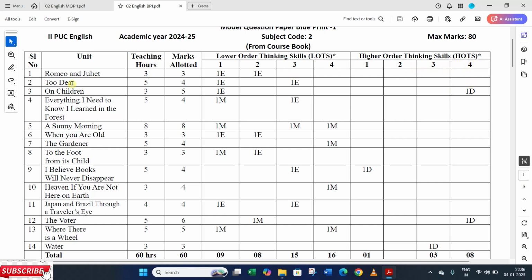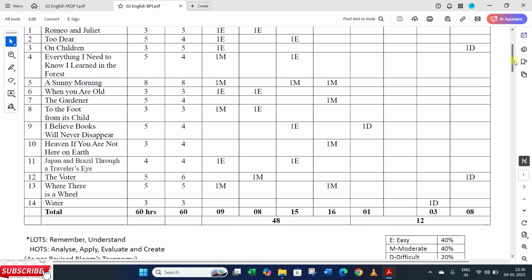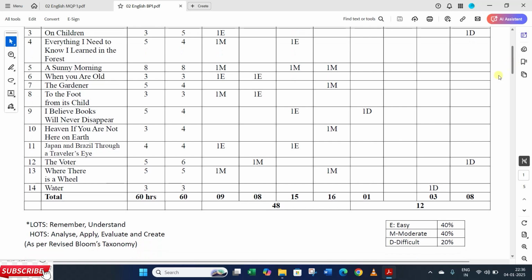So here the lesson On Children, you can find that a 4 mark question is asked on On Children. That's why here they have given 1. In the same way, likewise, you will find everywhere the lessons which have been given marks, the marks are divided in the same way. This is what the course book contains, and you will find how the questions are divided: easy questions 40%, moderate questions 40% and difficult questions 20%, to sum total 100%. So in this way the questions are asked.